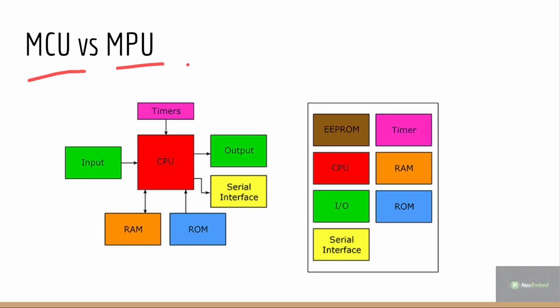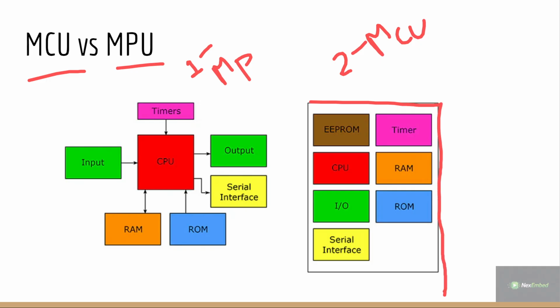Okay. First here I am having two diagrams, diagram 1 and diagram 2. I am saying my diagram 2 is microcontroller, and my diagram 1 is microprocessor. So how I am saying this one is microprocessor and this one is microcontroller. Microcontroller is nothing but it integrates all the peripherals or all the things which are needed into a single chip. Okay, integrate everything inside a single chip.